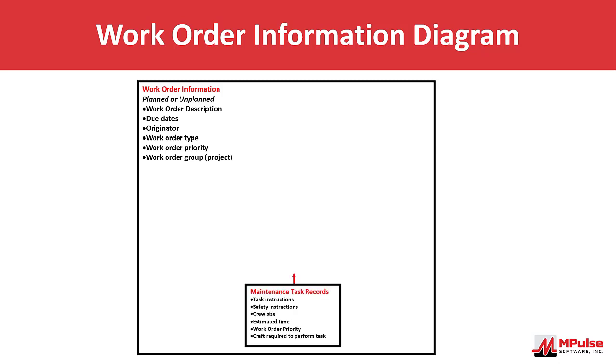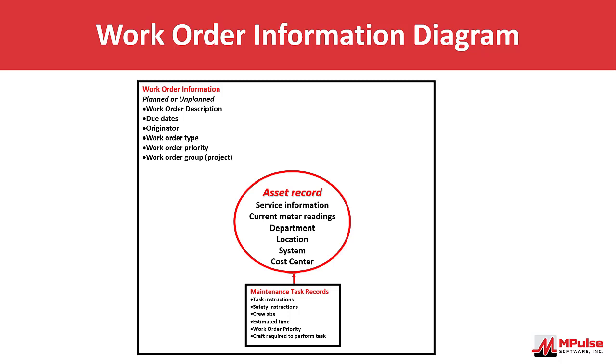When we link a maintenance task to a work order, it brings with it specific instructions for the activity, the safety procedures that need to be followed, the crew size or how many people need to be involved, the estimated time that it should take to complete the activity. When we link the asset to the work order, it brings with it the service information like meter readings.